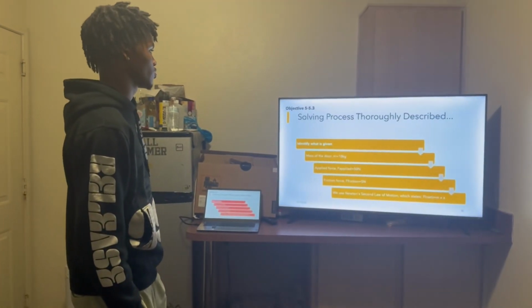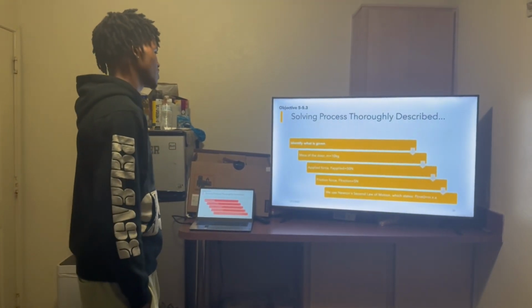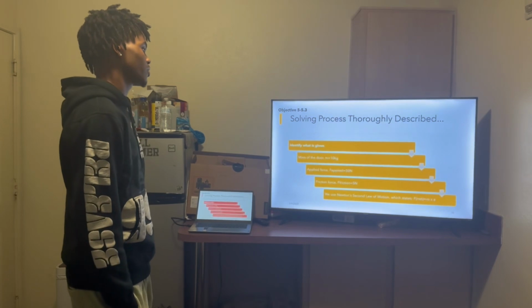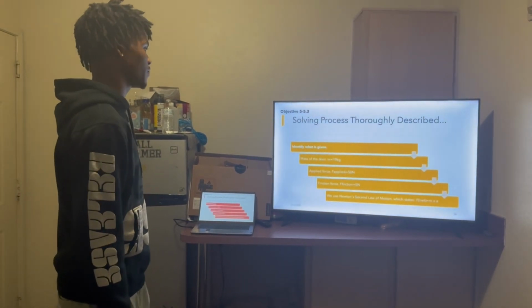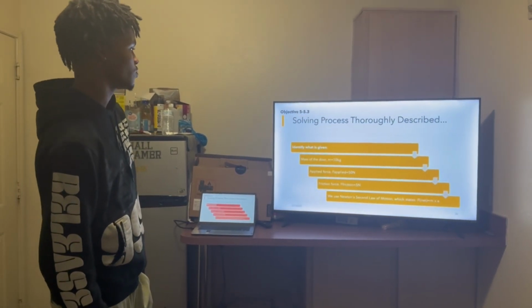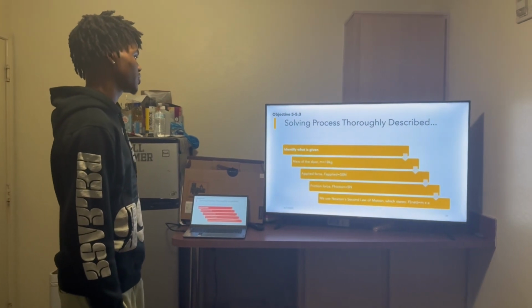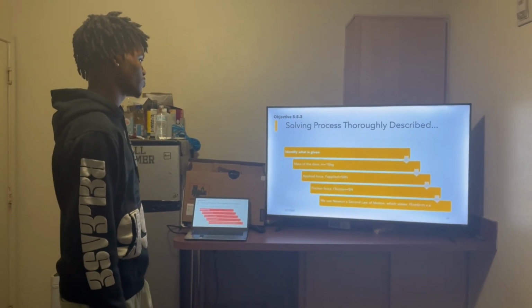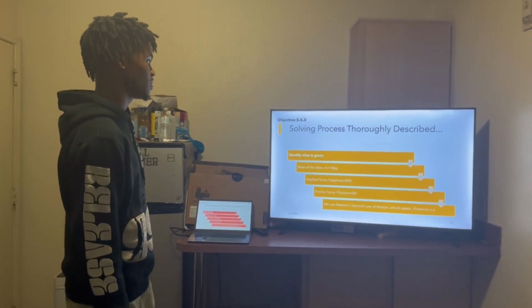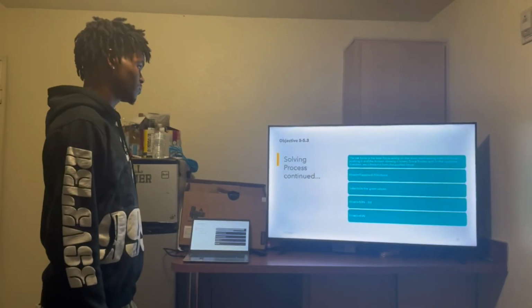Solving process theory described. Identify what is given. Mass of the door, m equals 10 kilograms. Applied force, F applied equals 50 newtons. Friction force, F friction equals 5 newtons. We use Newton's second law of motion, which states F net equals m times a.